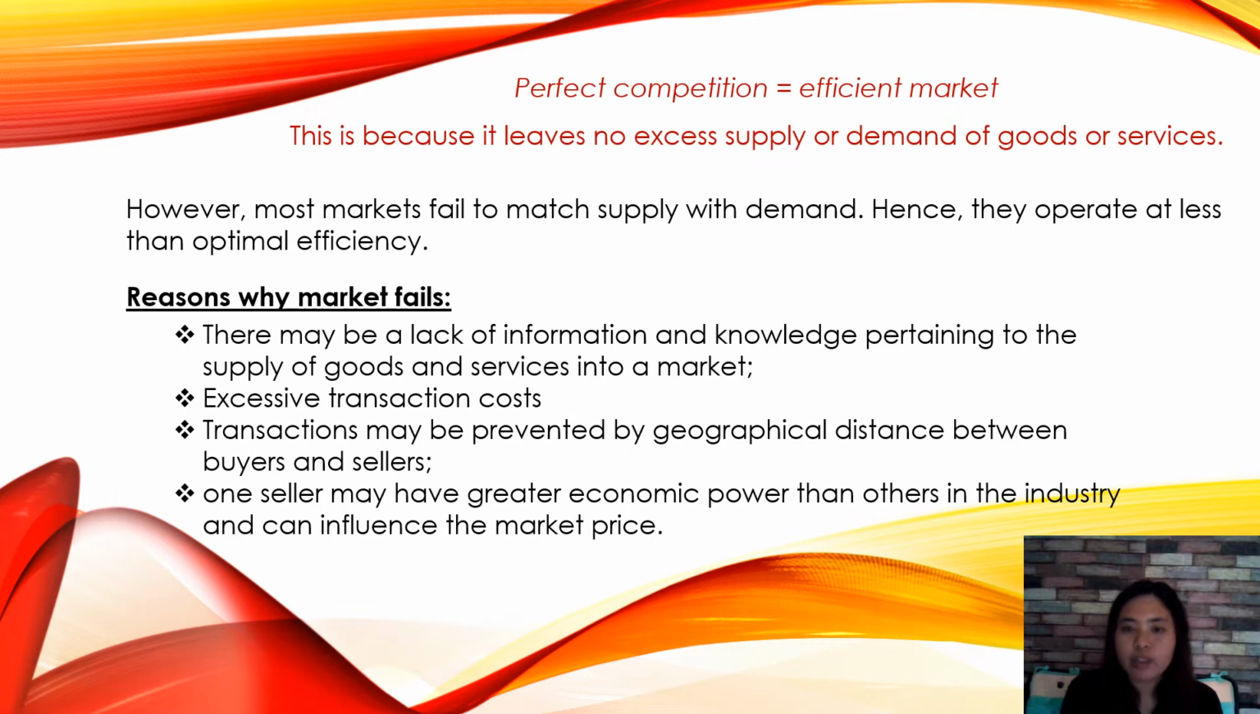Perfect competition describes an efficient market. This is because it leaves no excess supply or demand of goods or services. However, in real life, it rarely happens because most markets fail to match supply with demand. Hence, they operate at less than optimal efficiency. And there are reasons why market fails.